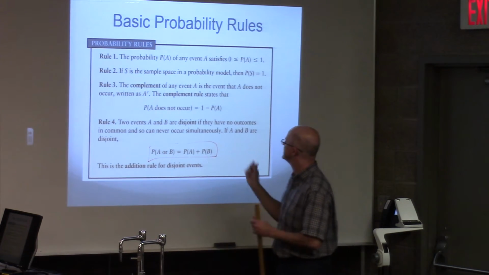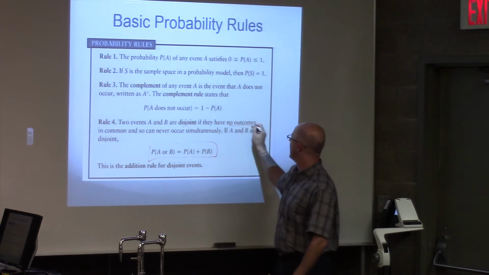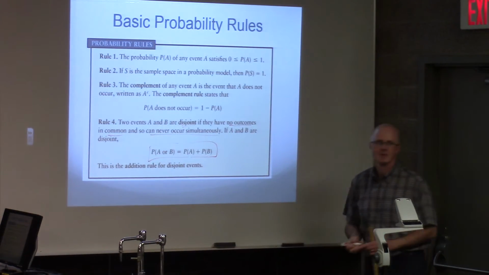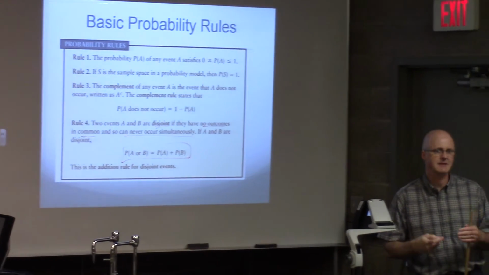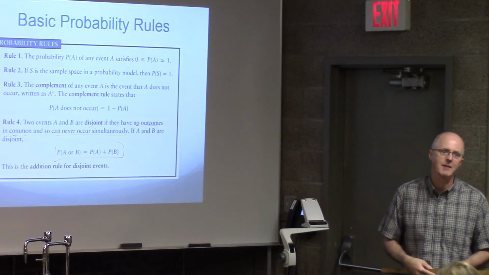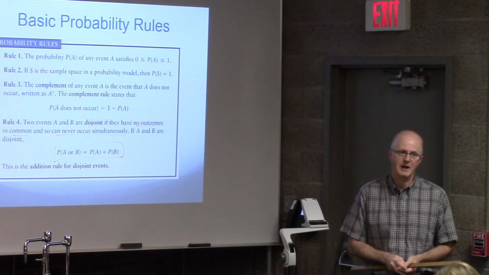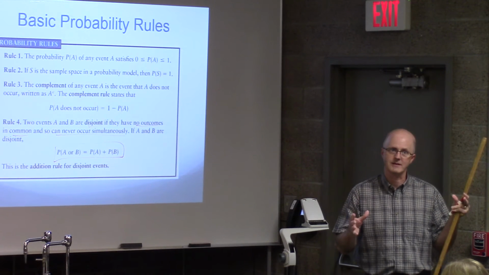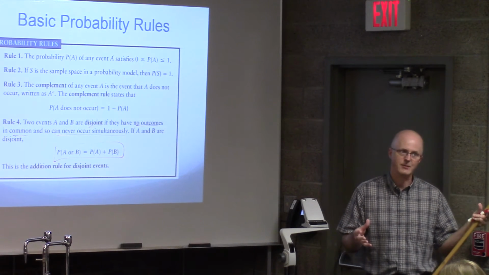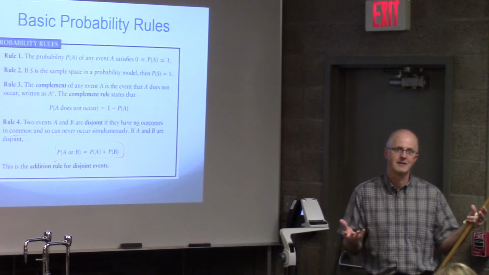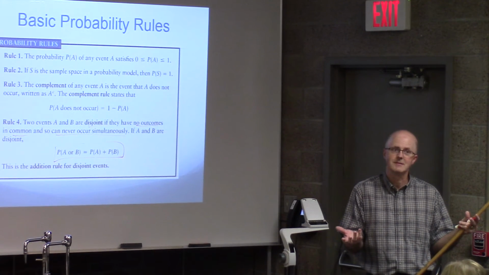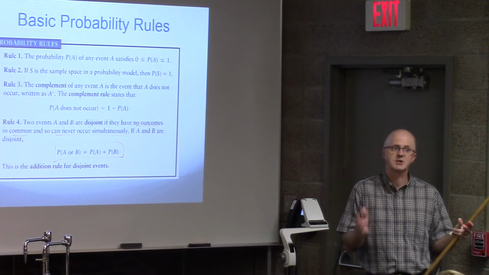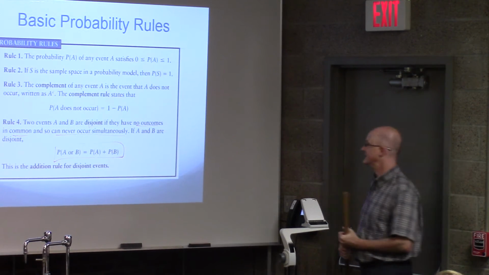When A and B are disjoint, which means they have no outcomes in common, which means they can never occur simultaneously. Doesn't mean they are complements, it doesn't mean they're opposites, it means they can't occur at the same time. For example, if I flip a coin 4 times, the event that I get 1 head and the event that I get 3 heads are disjoint. If I get 1 head, I didn't get 3 heads. If I get 3 heads, I didn't get 1 head. They're not complements because you could also get 2 heads or 4 heads or 0 heads. But they are disjoint. That's also called mutually exclusive.